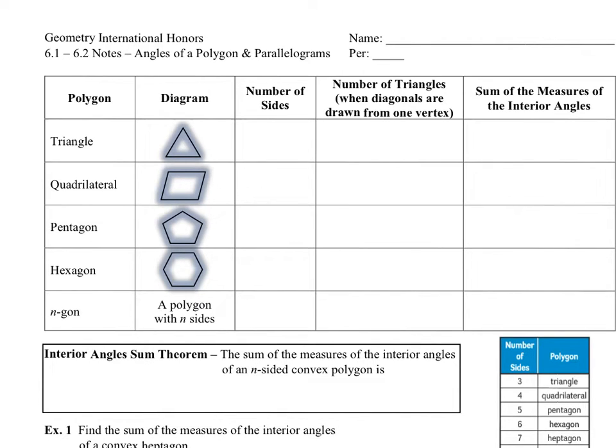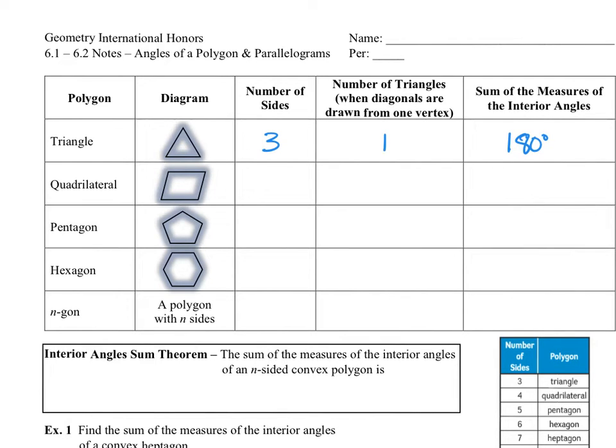So the first polygon I want you to look at is a triangle. Now, as you know, a triangle has three sides, okay? And this column, let's not worry about just yet when we're talking about triangles. We'll be talking about diagonals in just a minute and creating triangles with a diagonal, but there are no diagonals of a triangle, so there's just one triangle. And as we know, we've proved last semester that the sum of the measures of the interior angles of a triangle is 180 degrees.